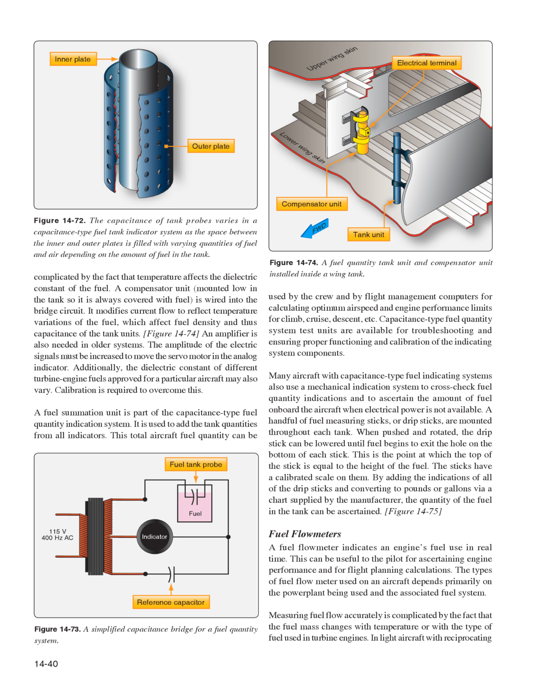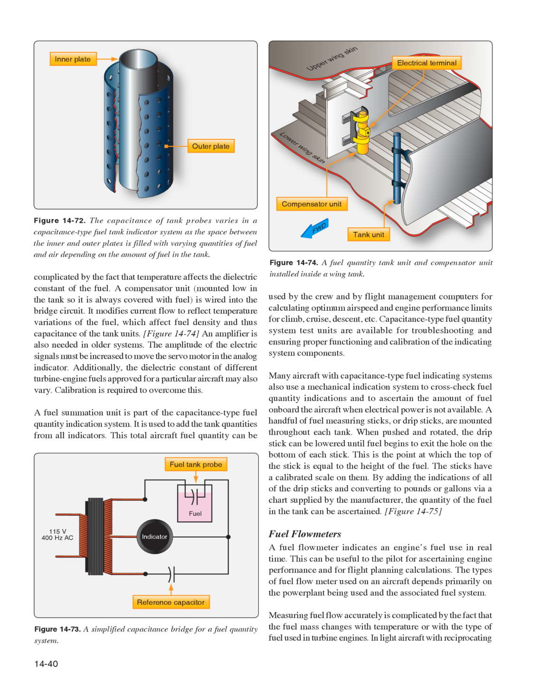This total aircraft fuel quantity can be used by the crew and by flight management computers for calculating optimum airspeed and engine performance limits for climb, cruise, descent, etc. Capacitance-type fuel quantity system test units are available for troubleshooting and ensuring proper functioning and calibration of the indicating system components. Many aircraft with capacitance-type fuel indicating systems also use a mechanical indication system to cross-check fuel quantity indications, and to ascertain the amount of fuel on board the aircraft when electrical power is not available.